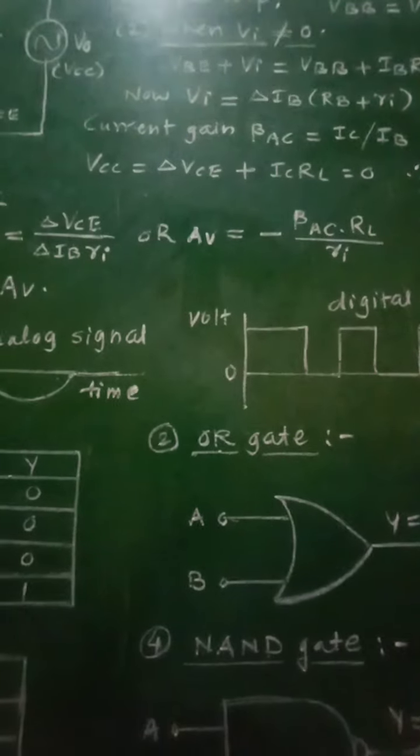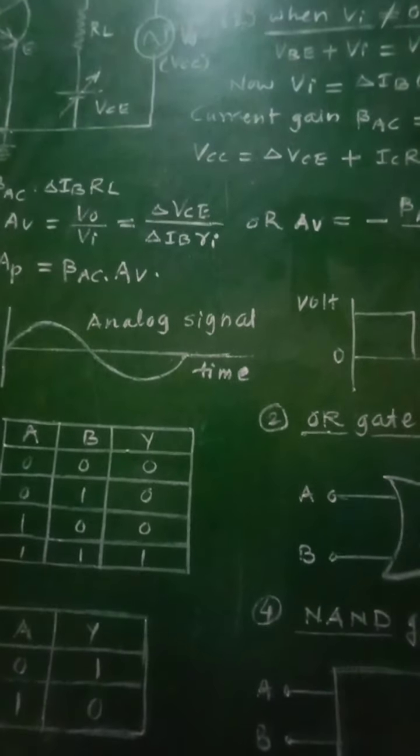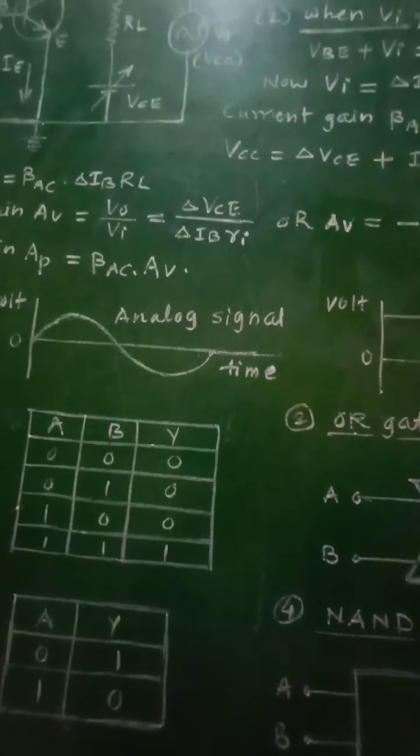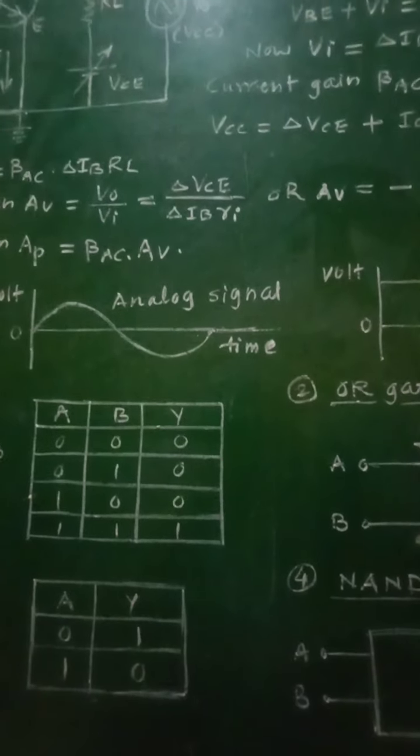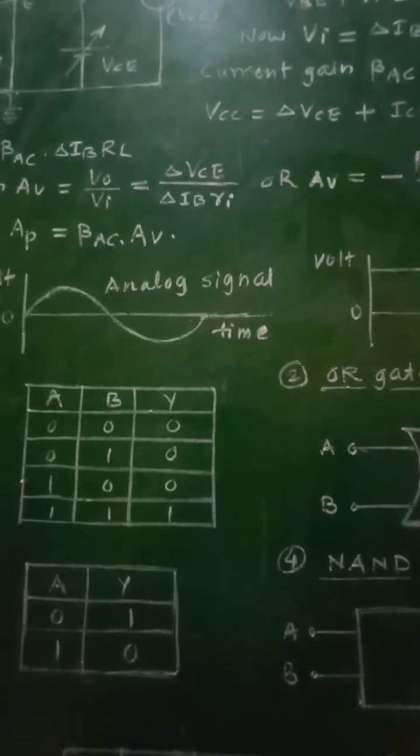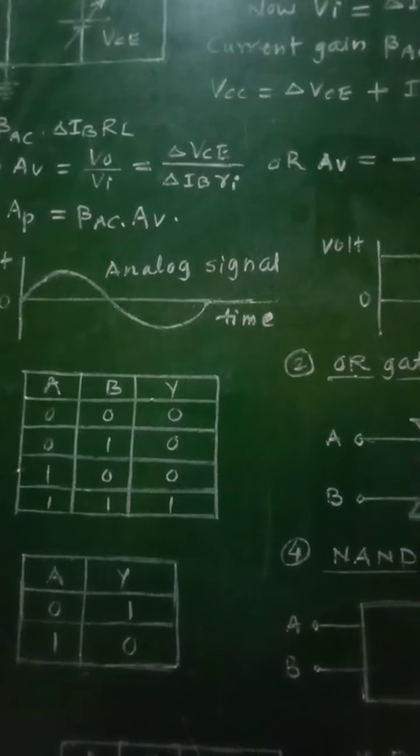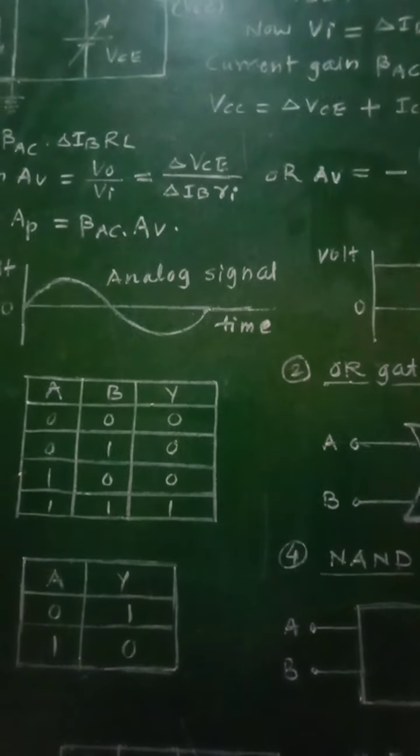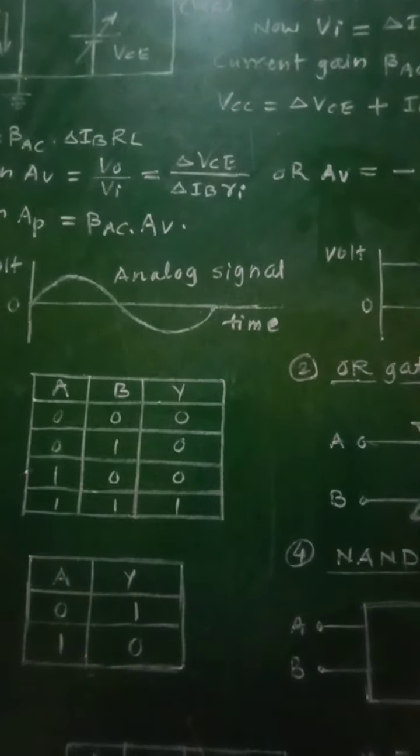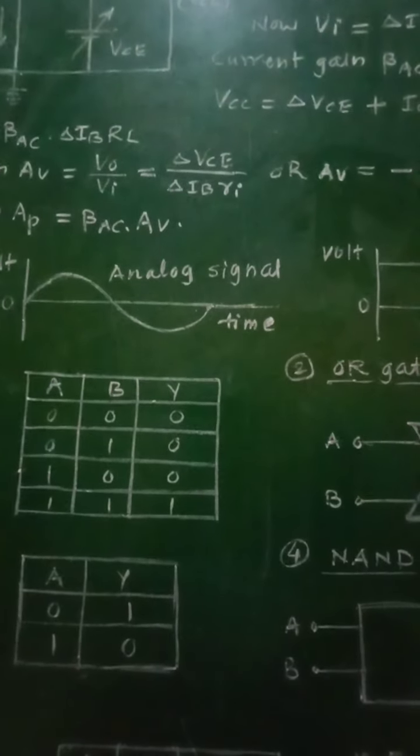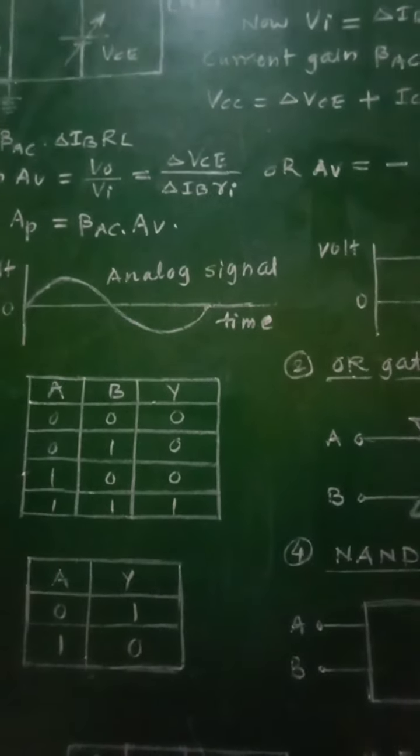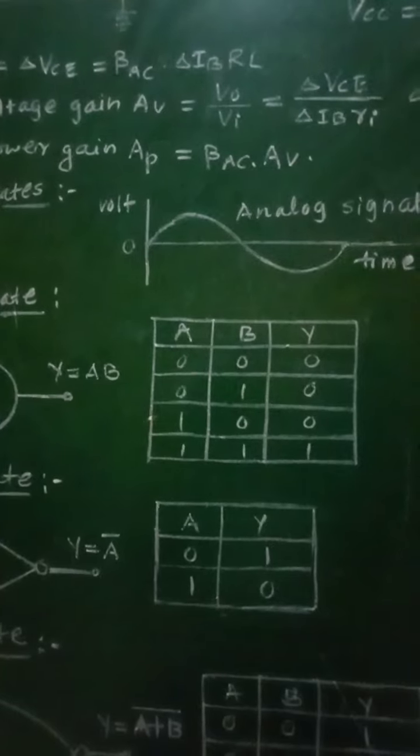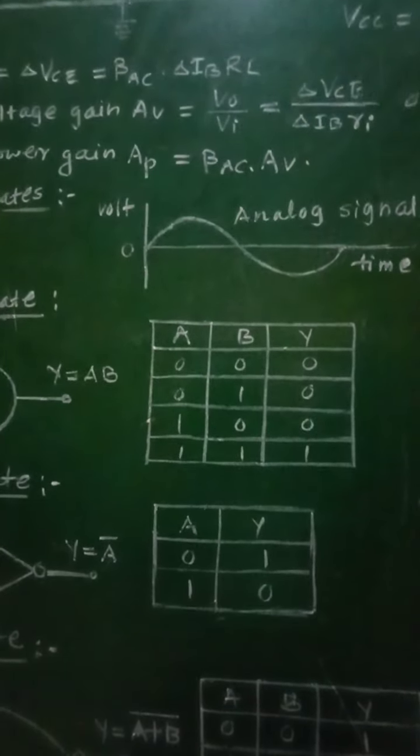Now, an electronic circuit that handles only a digital signal is called a digital circuit. The electronic circuit that can be operated or handled only with a digital signal is called a digital circuit. And the branch of electronics which deals with digital circuits is called digital electronics. So in case of digital electronics, we consider only the digital circuits.